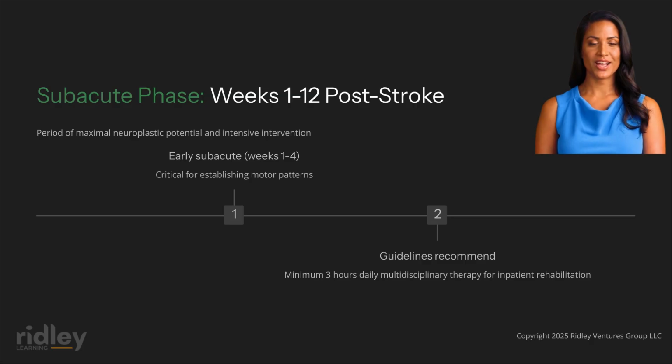Contemporary evidence strongly supports high-intensity, task-specific rehabilitation during the subacute phase, with guidelines recommending a minimum of 3 hours of daily multidisciplinary therapy for patients receiving inpatient rehabilitation services. The American Heart Association standards for post-acute stroke rehabilitation care emphasize that intensity should be individualized based on patient tolerance and recovery trajectory, but that most stroke survivors benefit from therapy doses substantially higher than those typically provided in routine clinical practice. Research examining dose-response relationships in stroke rehabilitation consistently demonstrates that greater amounts of task-specific practice are associated with larger functional gains, supporting the principle that more therapy generally produces better outcomes during the subacute window.